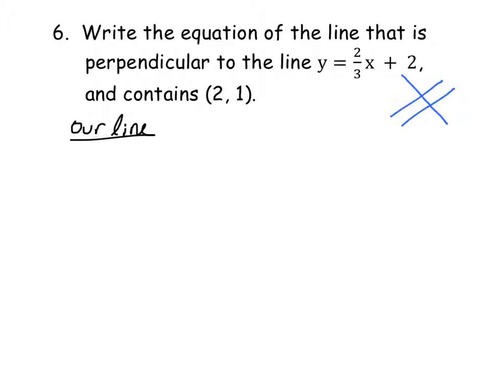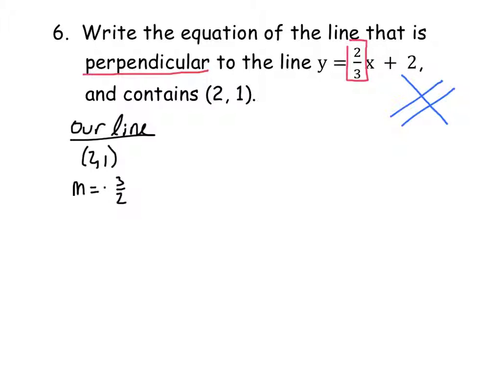I write our line off to the side, and I write down the information I know about our line. I know it's going to pass through the point (2, 1), and our slope, I've got to find it. Our slope is going to be perpendicular to this line, which has a slope of 2/3. We have to take the opposite reciprocal of 2/3, so our slope is negative 3/2.